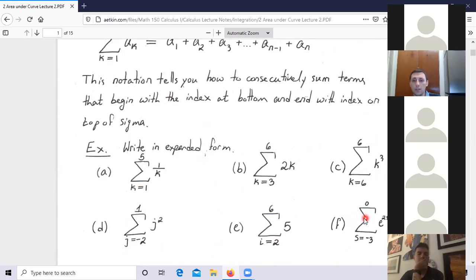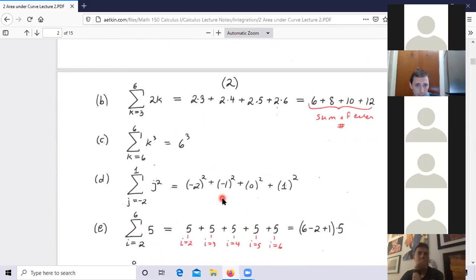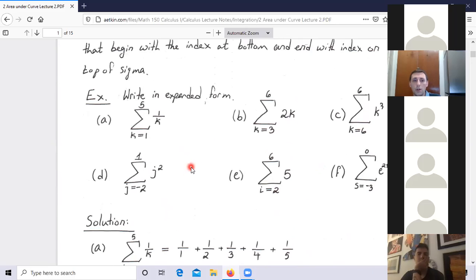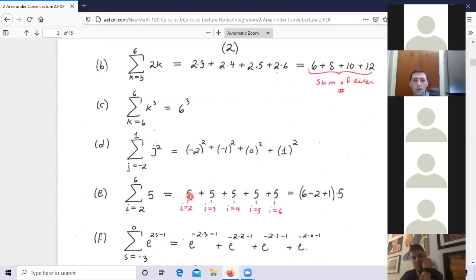The summation for k cubed is a similar idea, right? For k cubed, what happened here? I think I glitched, no, it's from 6 to 6, it's okay. It's from 6 to 6, so there is only one term that I will put. Make sense? There is only one term that I put. All right, so now we have d. The sum of j squared with j from minus 2 to 1. What is that? For d, it will be minus 2 squared plus minus 1 squared plus 0 squared plus 1 squared. You understand how it works, guys?